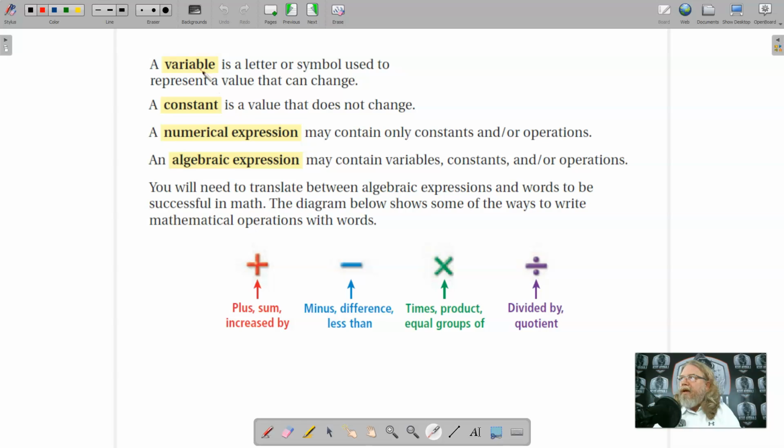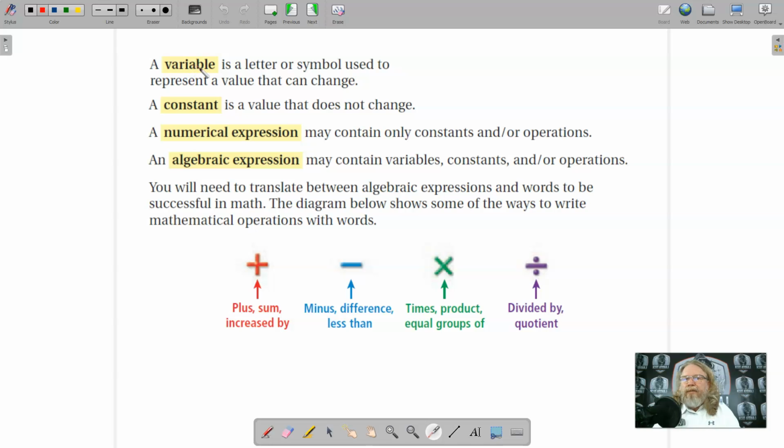We have our vocabulary: variable, constant, numerical expression, and algebraic expression. First of all, a variable is a letter or a symbol that's used to represent a value that can change. A constant is a value that does not change. A numerical expression may contain only constants and/or operations, and an algebraic expression may contain variables, constants, and/or operations. So let's go back and visit these for just a moment.